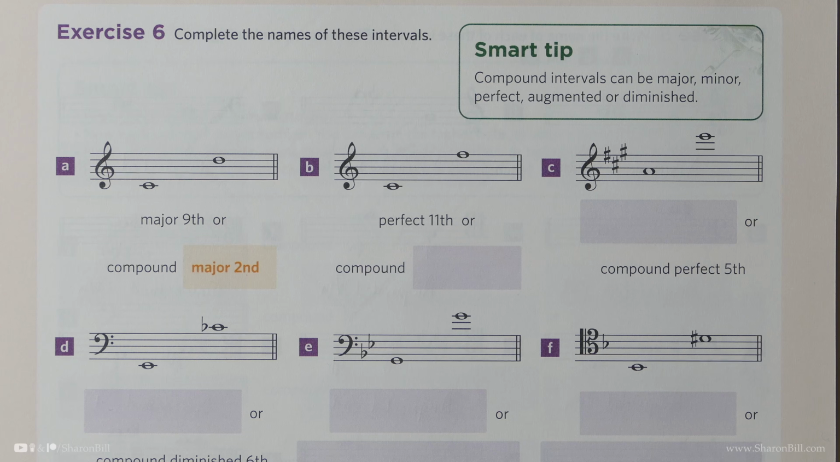Let's continue to look at these intervals that now extend an octave. And so all of the same principles apply. So we're looking at page 40 of the Grade 5 Discovering Music Theory workbook. We're looking at exercise 6 and we get to look at some of these compound intervals. Now they can be major, minor, perfect, augmented or diminished. There's nothing new here at all. We're just extending by adding another octave. And so everything that we've done before is exactly the same.